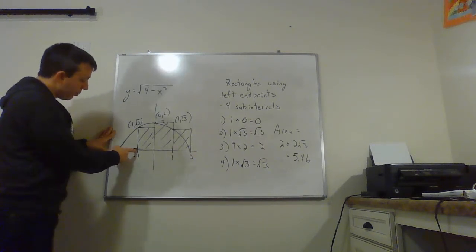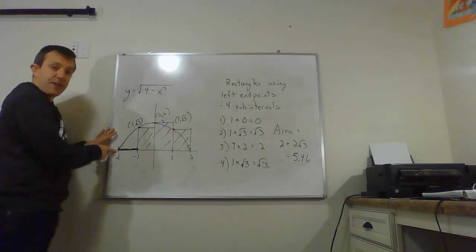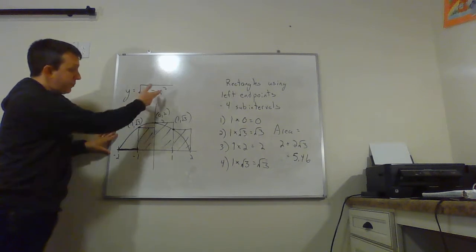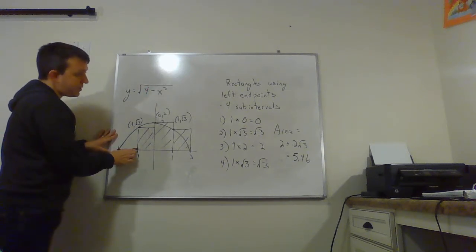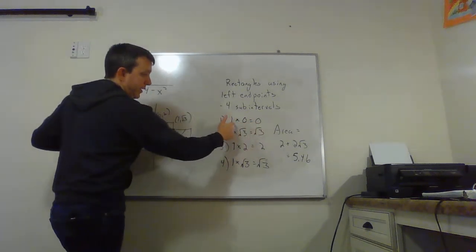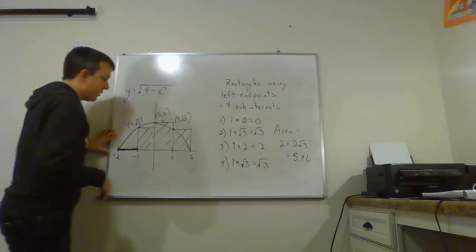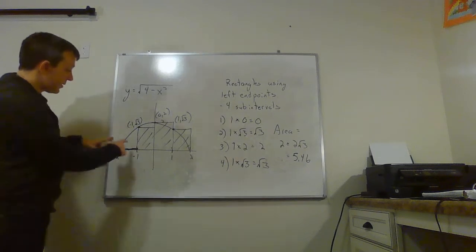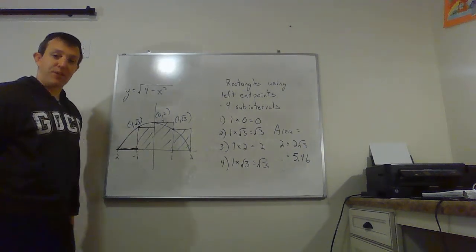Notice rectangle number 1, this subinterval has its left endpoint as -2. Well, the y value at -2, if you plug it in, is 0. So this is a rectangle with no height. And so we have a width of 1 times 0 height, and that rectangle gives us no area, which is definitely less than what the area should be there.